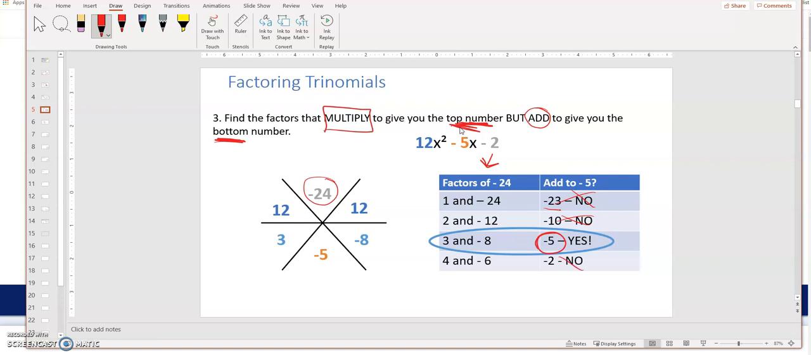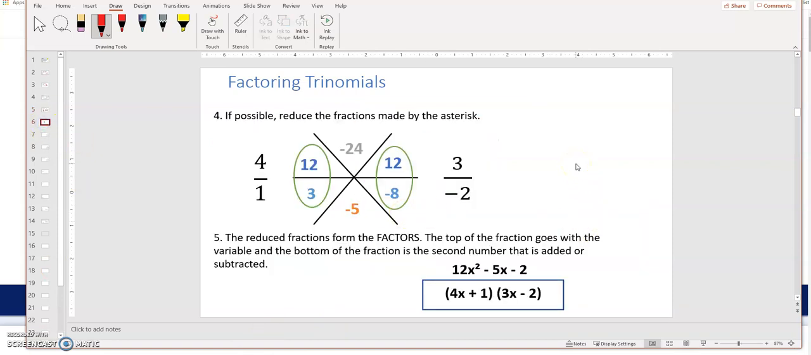4 and -6 is -2. So that means I'm going to use the two numbers, 3 and -8. So what I'm going to do is plug them in to my bottom two spots on the asterisk that I had open. One on one side, one on the other. Yes, the signs matter. Okay, this seems like a lot, but you're going to get the hang of it really quick. So once we have those numbers, our asterisk is all filled in.